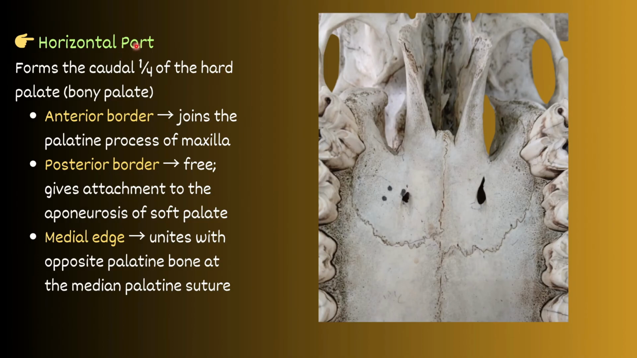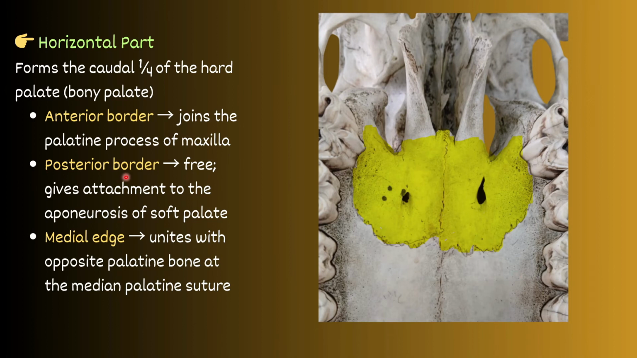Horizontal part means this part. So this is the horizontal part. It forms the caudal one-quarter of the hard palate, the bony palate. Its anterior border joins with the palatine process of the maxilla. So you can see this is the anterior border, and it joins with the palatine process of the maxilla.